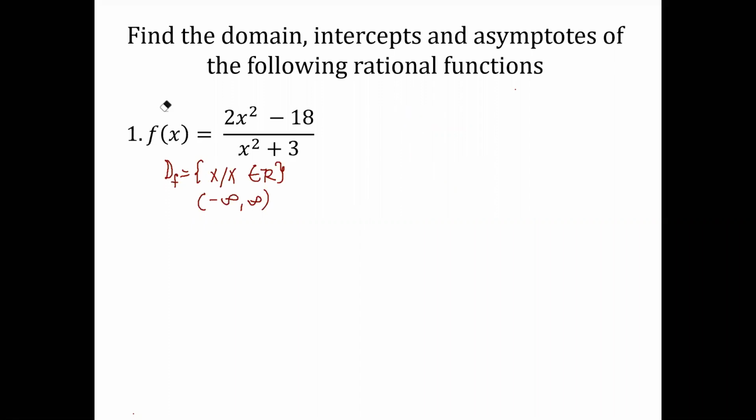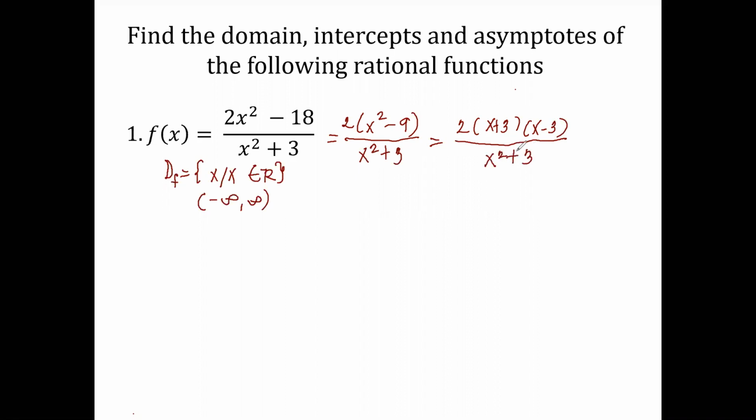So we factor the numerator. So this is 2 times x squared minus 9 all over x squared plus 3. So this is 2 times x plus 3 times x minus 3 all over x squared plus 3. So let's look for the intercepts.